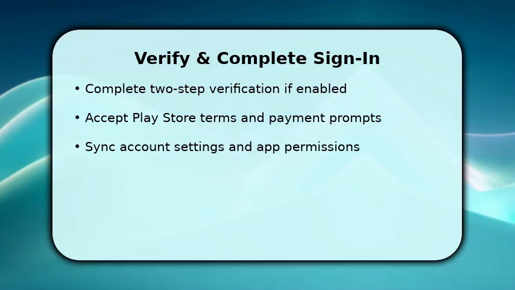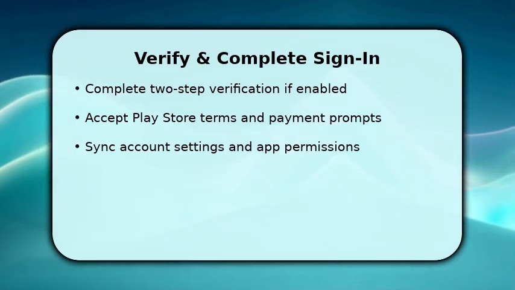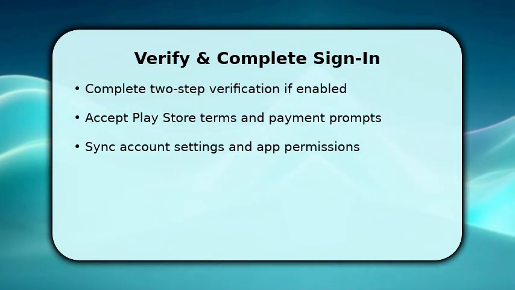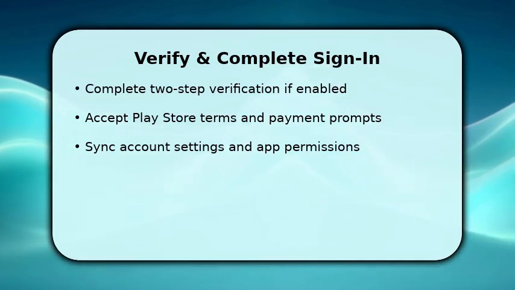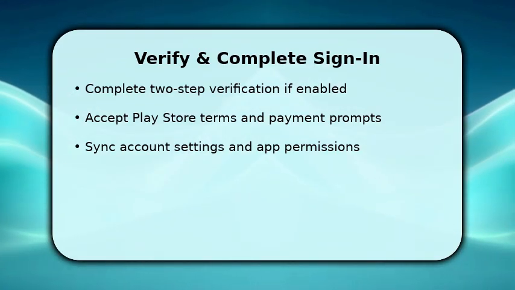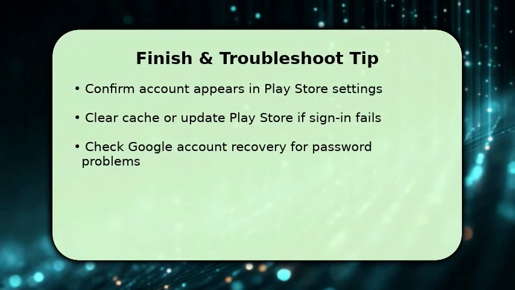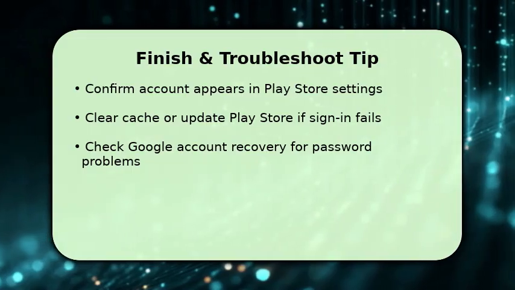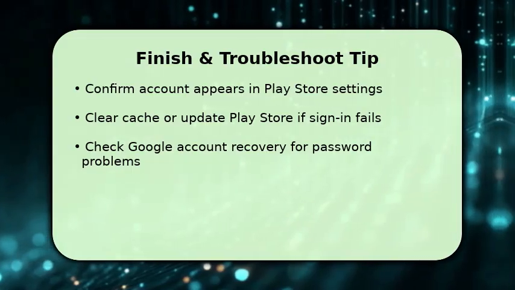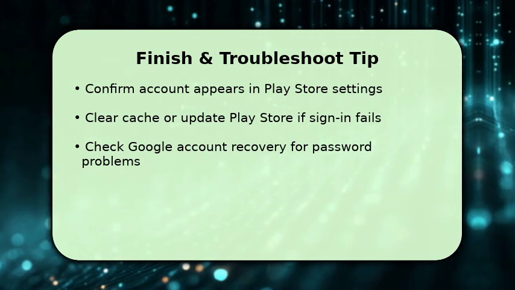Once the account sync finishes, the Play Store will load personalized content. Make sure your account name appears. You're almost done. Open Play Store settings and confirm the signed-in account is listed, and check sync in device settings for Google. If sign-in fails, clear Play Store cache and data, then restart the device and try again.